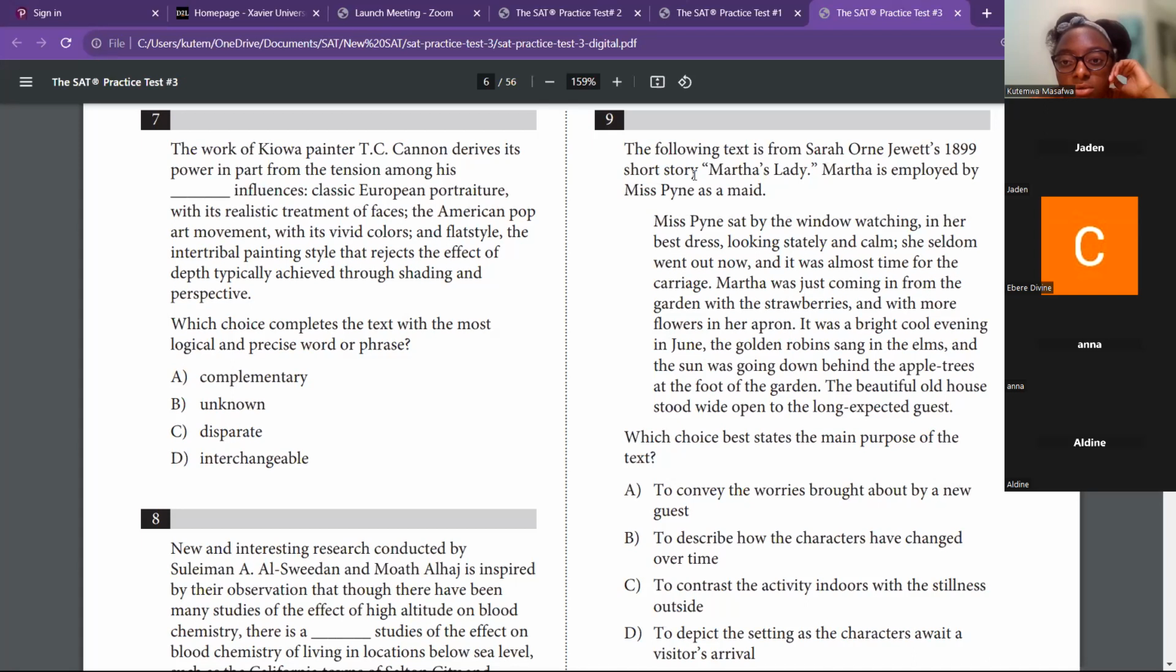Okay, so we already know Martha is employed by Miss Pine as a maid. So Martha is the maid. And then we have Miss Pine and Martha. That helps you to follow the context of the passage.